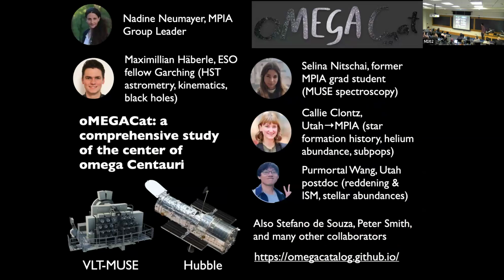Okay, so my closest collaborator, Nadine Neumeier, who's a group leader at MPIA, and I started this project, OMEGACat, about 5 years ago. The idea was to study the center of Omega Cen as the nearest nuclear star cluster to really understand its formation history. We combined Hubble data and data from VLT-MUSE, 100 pointings of VLT-MUSE across the center of this galaxy.